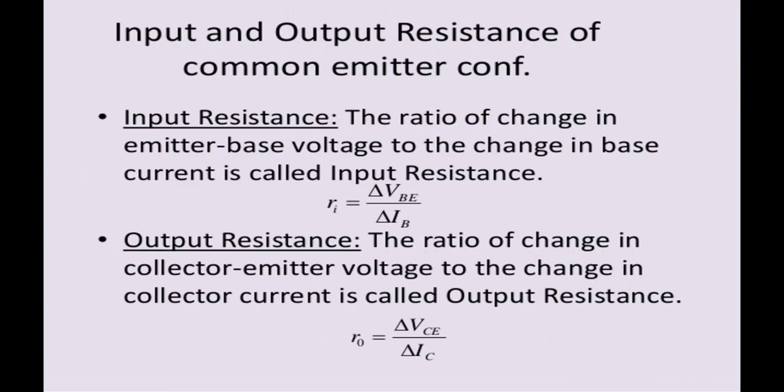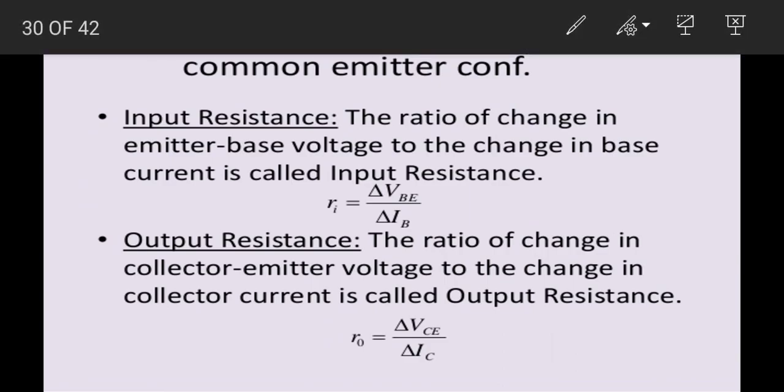Ri always indicates the change in emitter base voltage. This is the equation, depending on that: R is equal to V by I. The same applies to output resistance. The ratio of change in collector-emitter voltage to the change in collector current is called output resistance. Why do we change this value, IB, only?